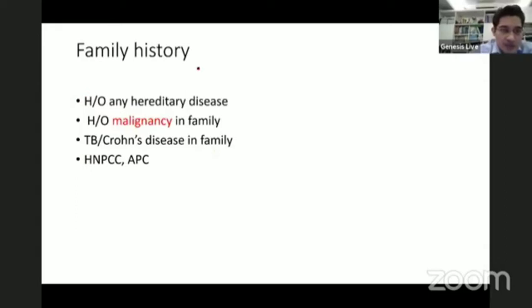Definitely, history of malignancy runs in the family. Crohn's disease is another disease. I'm sorry, I've written TB here. It should not be here. TB is not a family-run disease. If the patient has Crohn's disease, it can also run in the family. So take this history. This is particularly important.